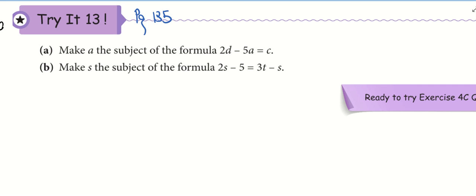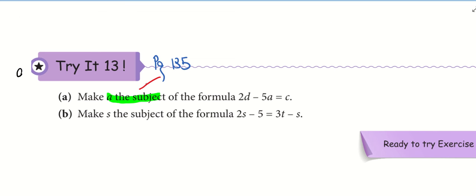Okay, in part A, I want to make A the subject of the formula that is given there. When we say we want to make A the subject, where must A be? Left-hand side of the equal sign. Okay, so take note. The subject must always be on the left-hand side.